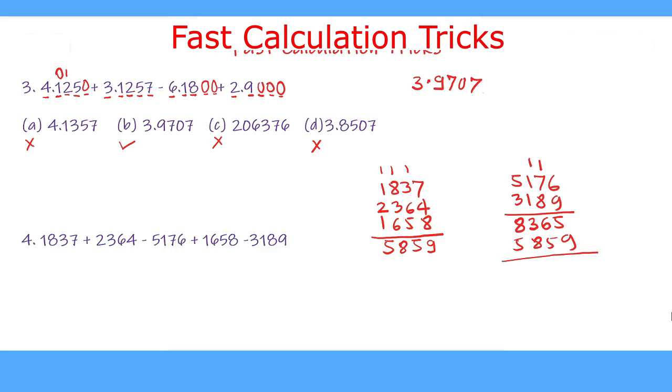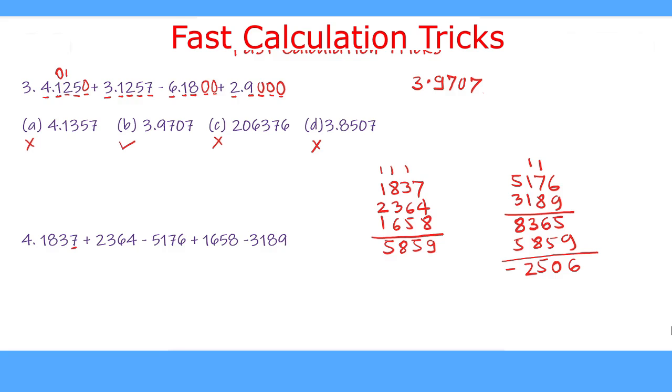15 minus 9 is 6. 5 minus 5 is 0. 13 minus 8 is 5. 7 minus 5 is 2. So our answer is minus 2506. Now we'll solve it digit by digit and we'll learn how to avoid the mistakes usually made by students.